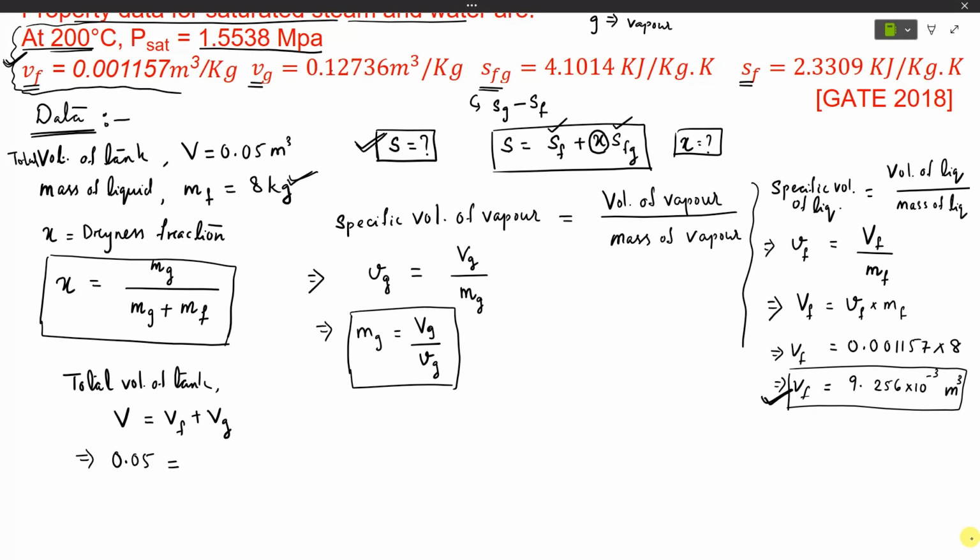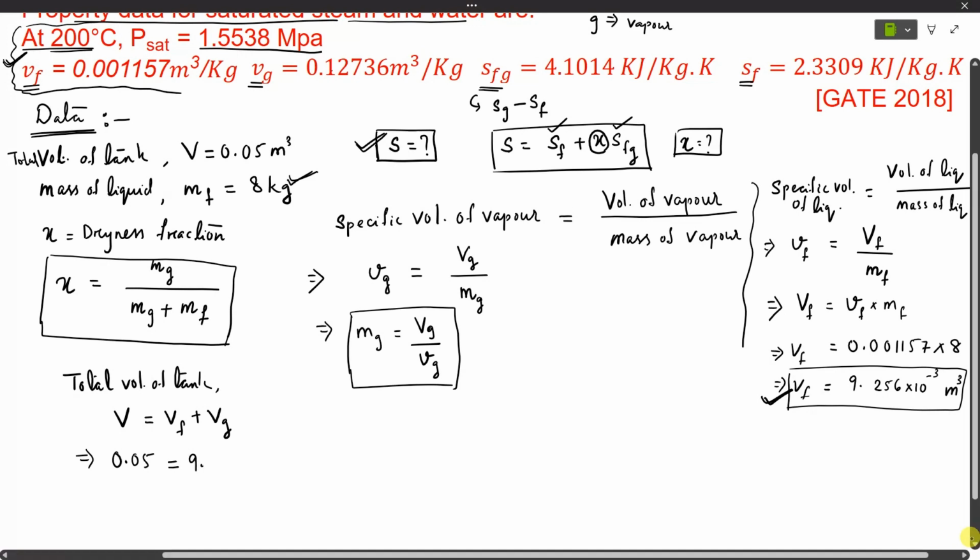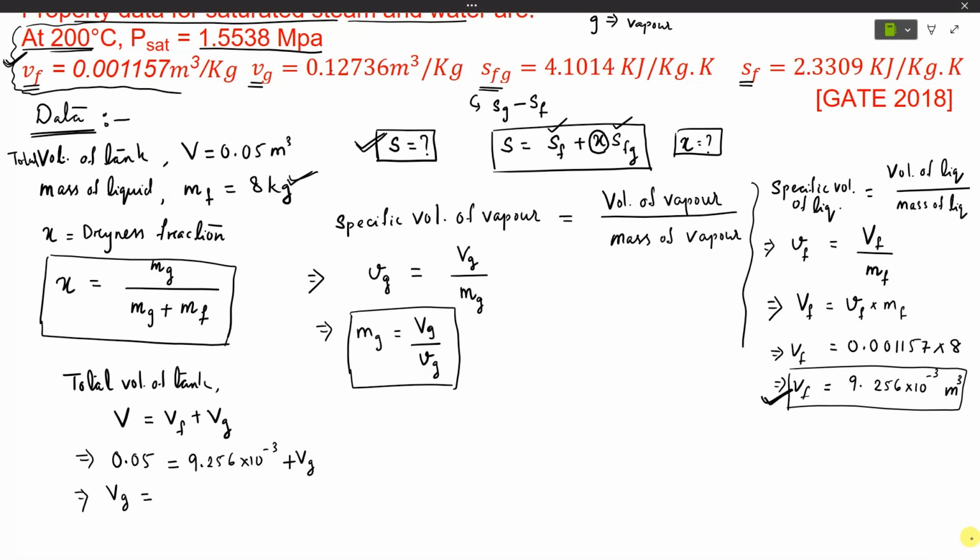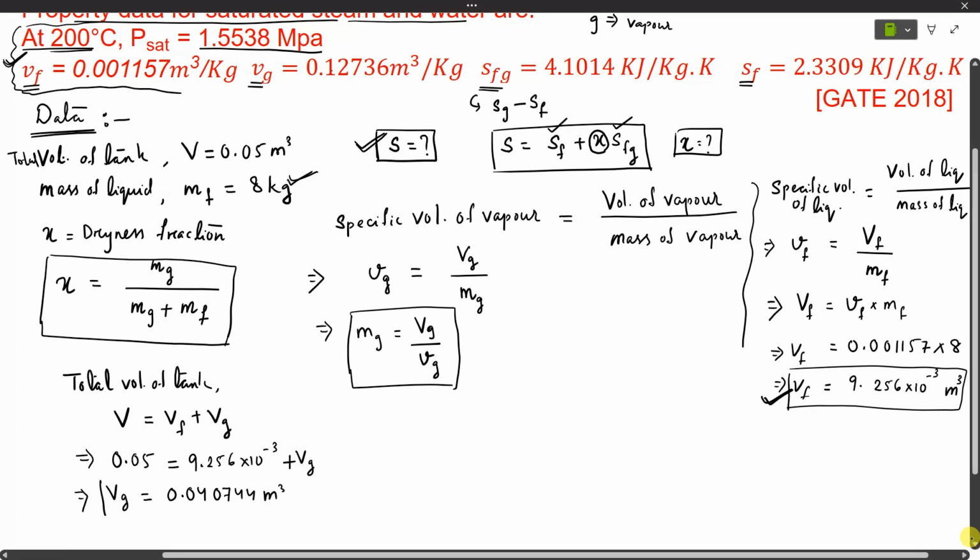So 9.256 into 10 to the power minus 3 plus Vg. If you solve this, we get the magnitude of capital Vg, that is equal to 0.040744 meter cube. So this is the volume of the vapor in the tank.